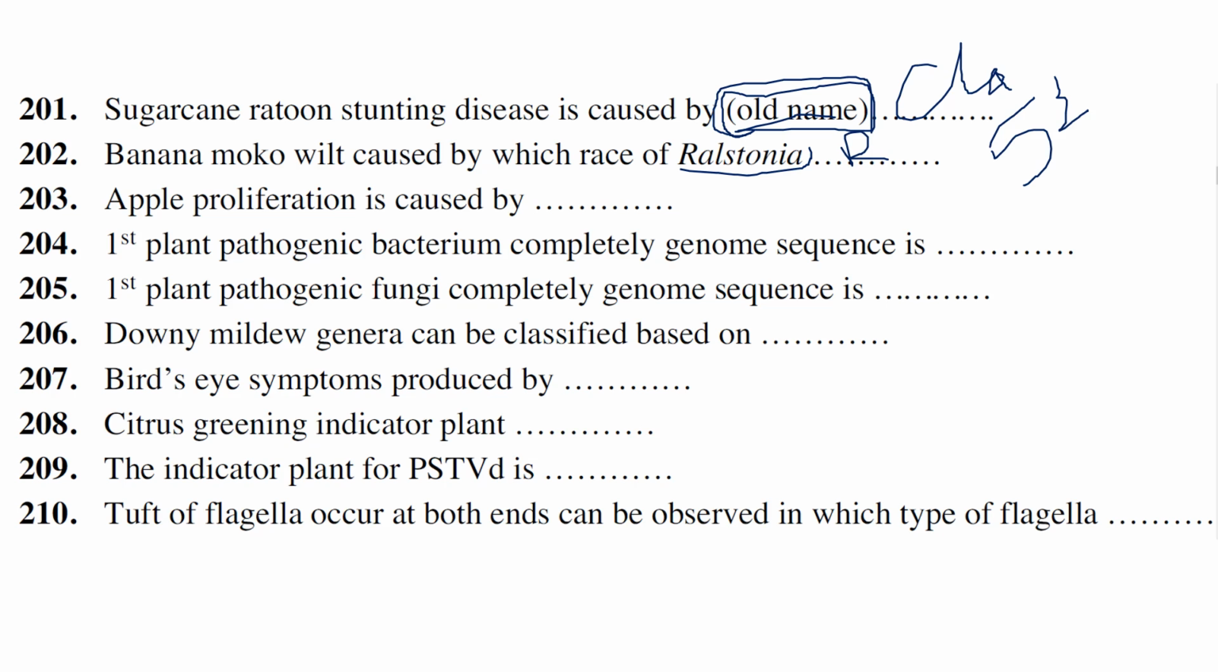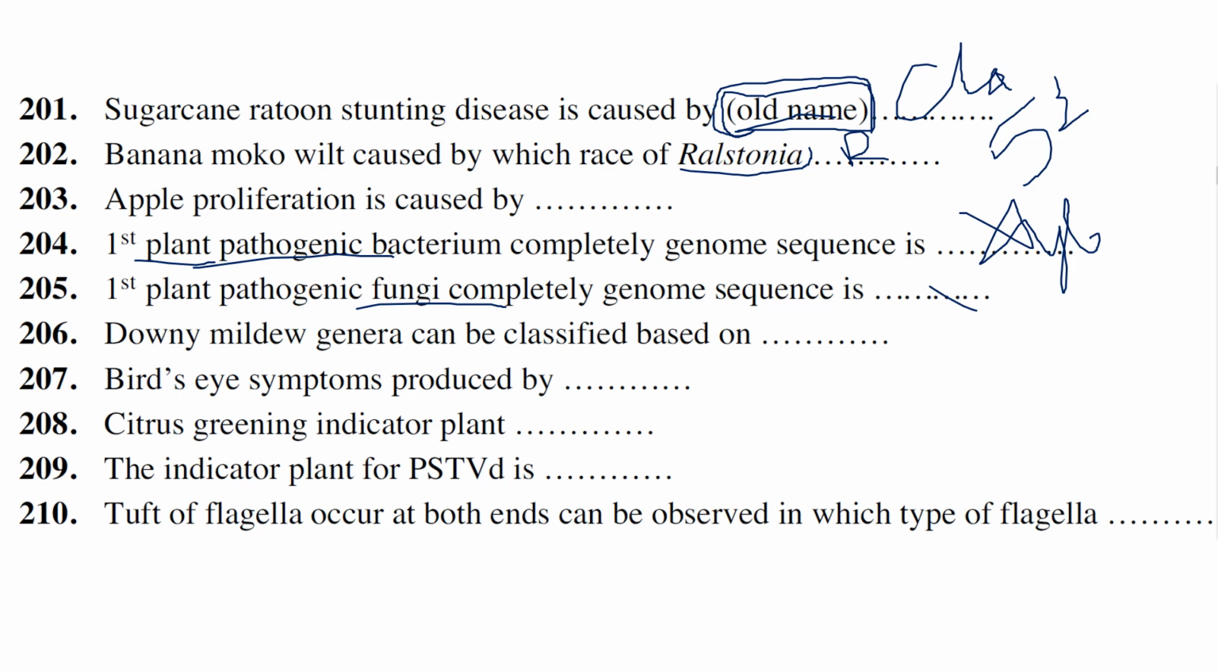Apple proliferation is caused by a phytoplasma, so apple proliferation is actually a phytoplasmal disease. The next one is the first plant pathogenic bacterium to be completely genome sequenced. They're asking for a plant pathogenic bacterium, sorry. If it is a normal bacterium to be completely genome sequenced, it is Haemophilus influenzae. Since they have mentioned the plant pathogenic bacterium, that is Pierce's disease of grapevine, Xylella fastidiosa. The first plant pathogenic fungus to be completely genome sequenced is rice blast, Magnaporthe grisea or Pyricularia oryzae.